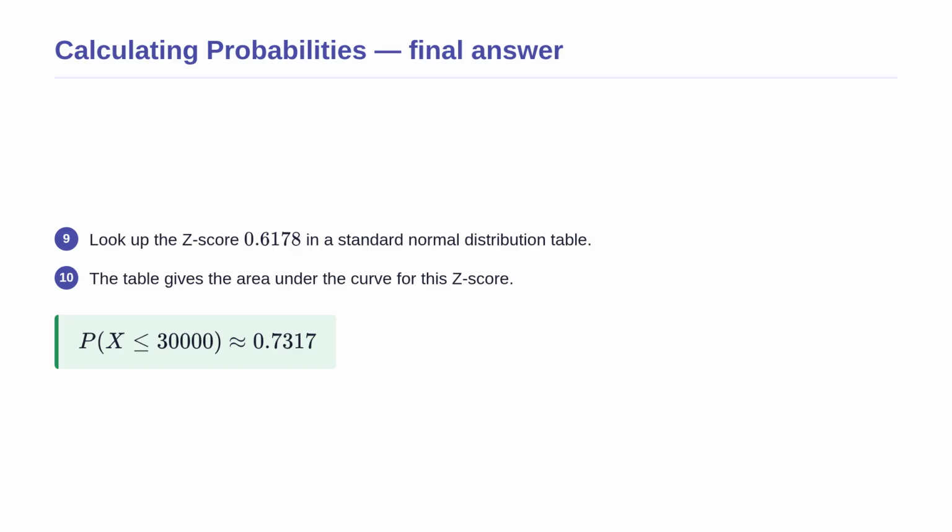We now look up the value of 0.6178 in a standard normal distribution table, or we can use a scientific calculator. The result is approximately 0.7317. In plain English, this final answer means there is a 73.17% chance that a randomly selected person from this population earns an income of 30,000 or less. This completes our probability calculation.